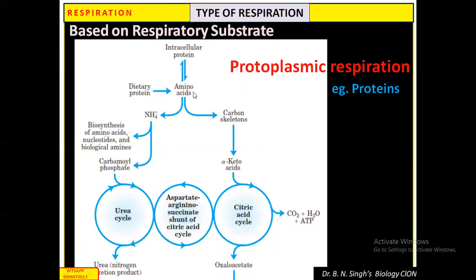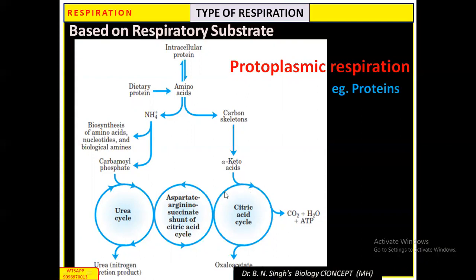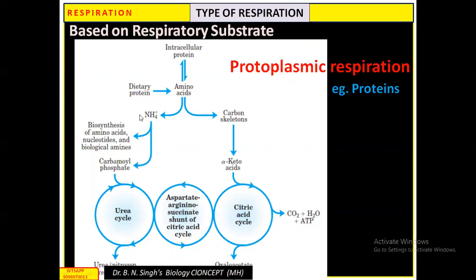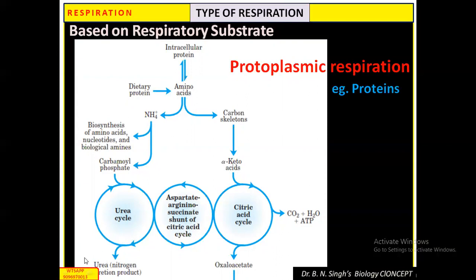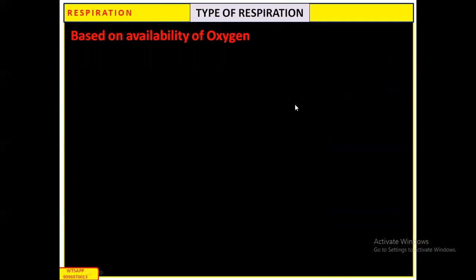If the amino acid is broken down, then ammonia is given off by the deamination process. When the carbon skeleton of the amino acid enters into the Krebs cycle, that we study later, the citric acid cycle, it is called the Krebs cycle. Then ammonia is released outside the body in the form of urea as an excretory substance. Now this is all about the protoplasmic respiration that takes place in the cell.